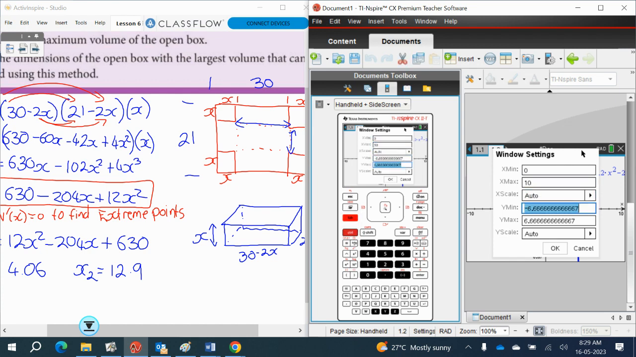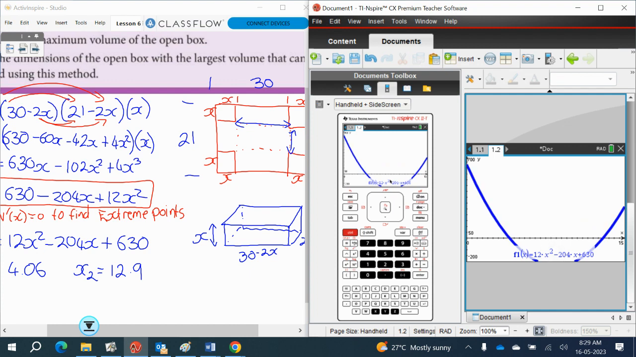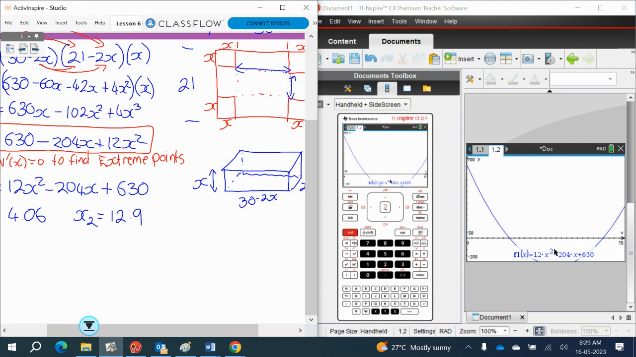We need to go over 13, so let's go up to 50. Now you've got a 630 there, so when x equals 0, the answer is going to be 630. So we should include quite large values. Let's go minus 200, and then up to 700 or so. There we go. We get an idea of the picture. So what we're looking at here, our graph looks like this.